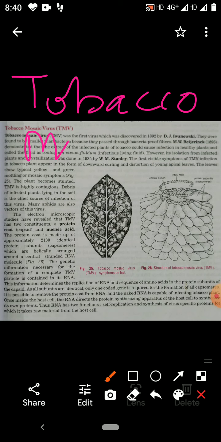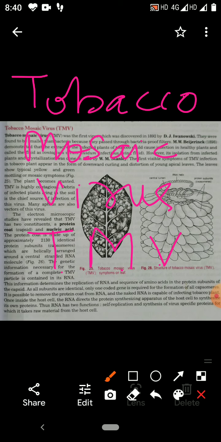Today I am going to explain tobacco mosaic virus. Tobacco mosaic virus is also known as TMV. T stands for tobacco, M for mosaic, V for virus. This virus was discovered by D.J. Ivanovsky.